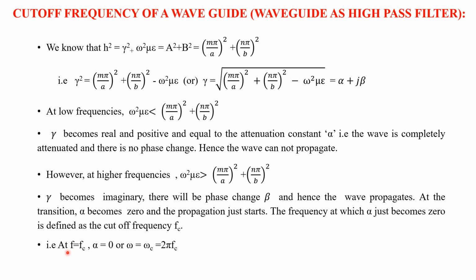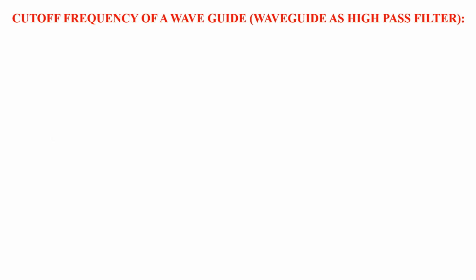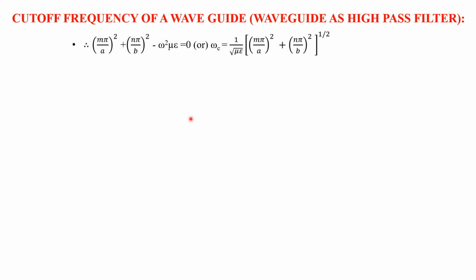That is, when we call the frequency the cutoff frequency, f is equal to fc, whenever our propagation constant gamma equals 0, that is omega is equal to omega c is equal to 2 pi f. We already know the relation between omega and f: omega is equal to 2 pi f. Both are frequencies, but omega is in radians and f is in hertz. We already know this expression: (m pi by a) whole square plus (n pi by b) whole square minus omega square mu epsilon equal to 0.